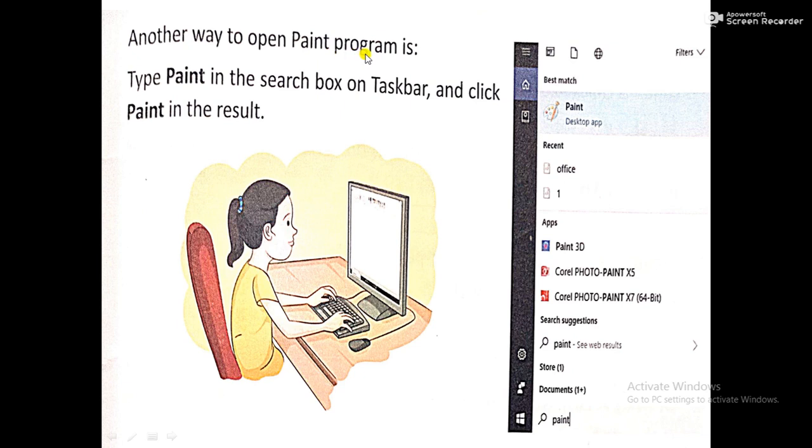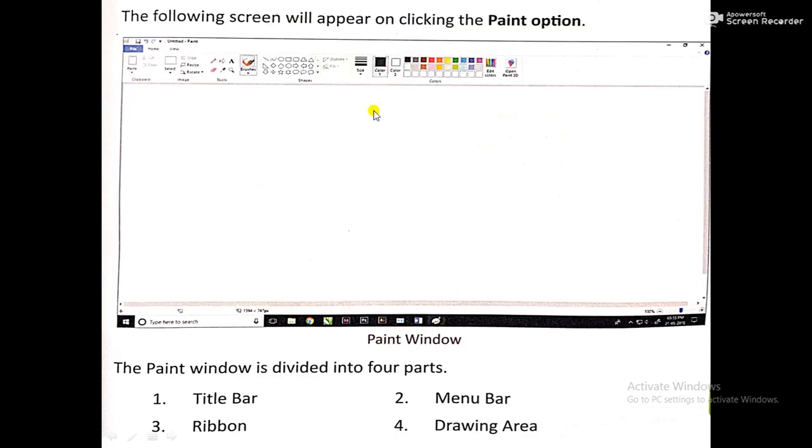Another way to open the Paint program is to type Paint in the search box on the taskbar and click Paint in the result. See here, this is the taskbar, and on the taskbar this is the search box. In this search box you type Paint. You will find the Paint program in the result. Just click on it, and you will see the Paint window appear.